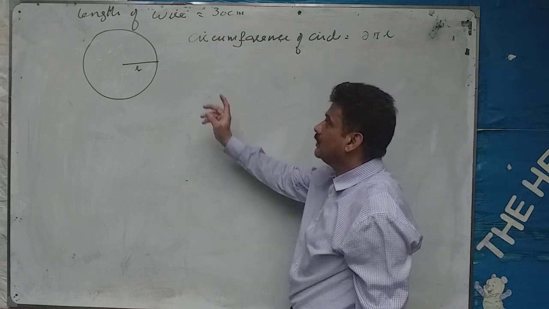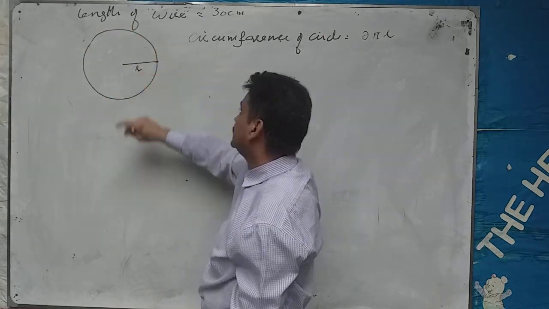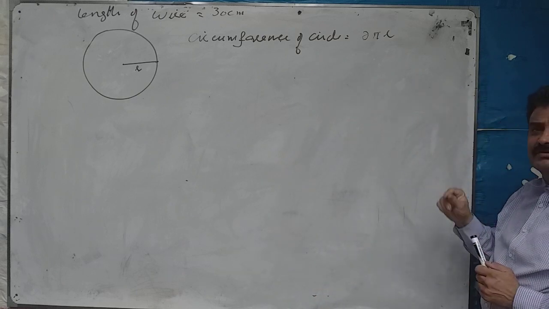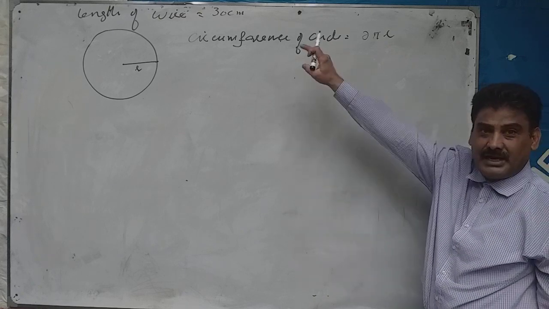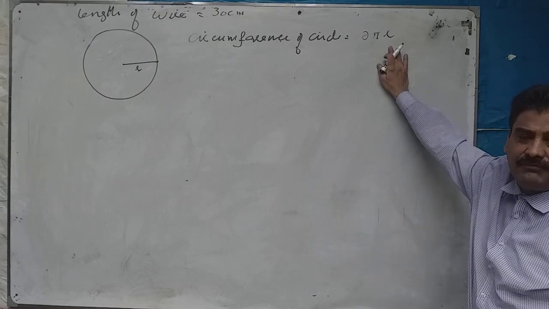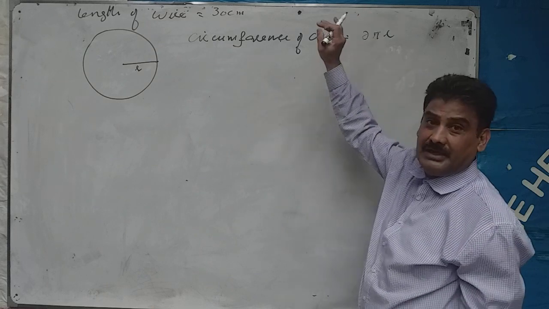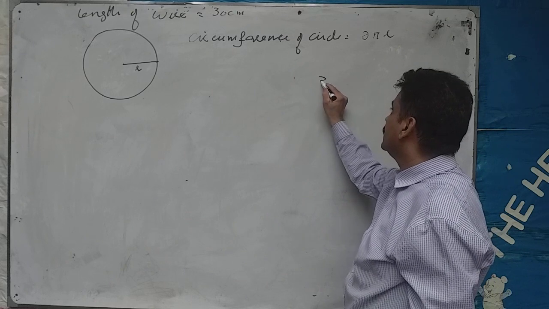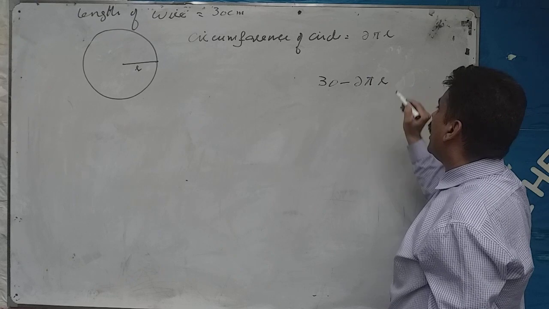Because this circle's circumference is 2 pi r. We now want to find the length of the other piece of wire, which will be equal to the total length, that is 30 centimeter, minus the first part of wire. The length of the other piece of wire will be 30 minus 2 pi r.